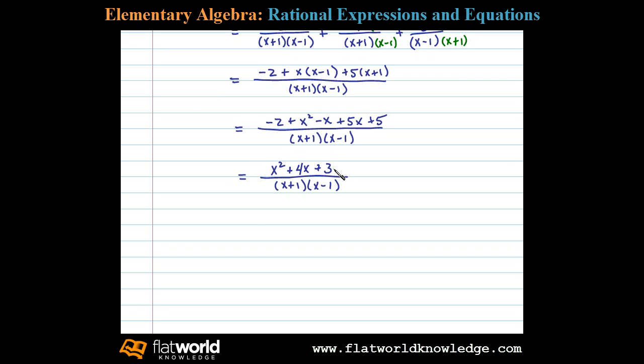Now let's factor the numerator. Here, x squared factors as x times x. Factors of 3 are 1 and 3, which add up to 4 if we have x plus 1 and x plus 3. 1 times 3 is 3, and 1x plus 3x is 4x. Now at this point we can see x plus 1 cancels, and we're left with x plus 3 divided by x minus 1.